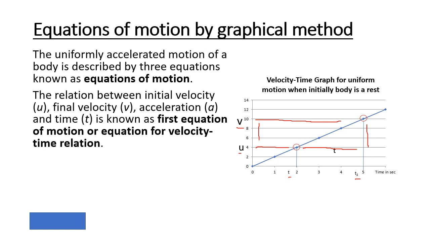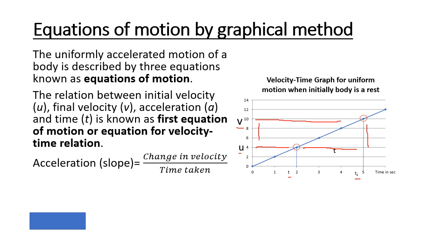Now, which are the variables we are going to use in the equation? So we will have the initial velocity indicated by the letter u, final velocity with the letter v, acceleration by the letter a, time by the letter t. So we will find the first equation of motion for the velocity time relationship. Now we know the slope of the graph gives us the acceleration.